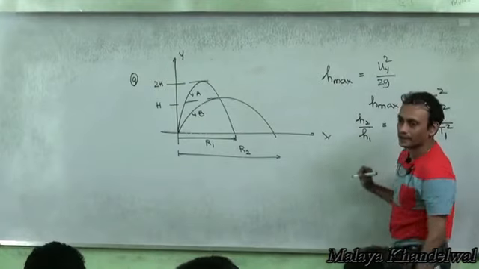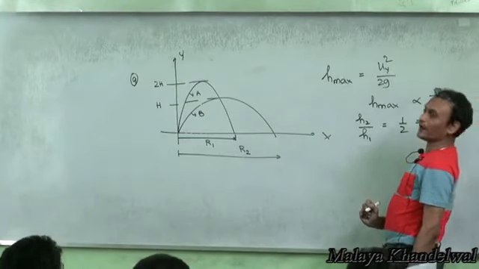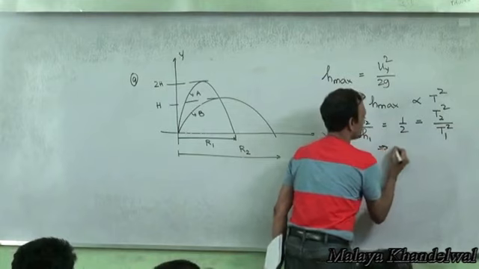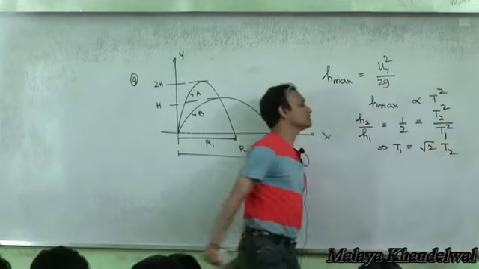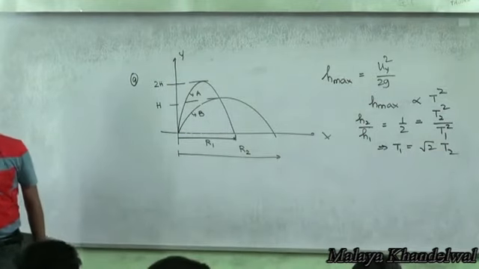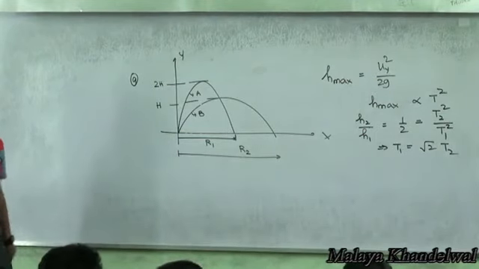t2 squared by t1 squared is proportional to t2 squared by t1 squared, which means the total time of flight t1 is root 2 times the total time of flight t2. The total time of flight t1 is root 2 times the total time of flight t2.